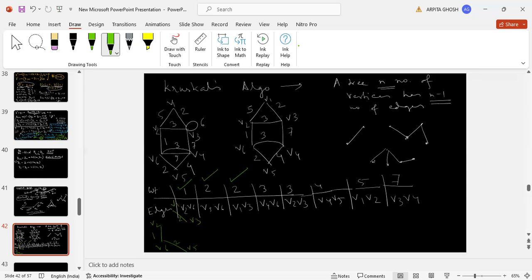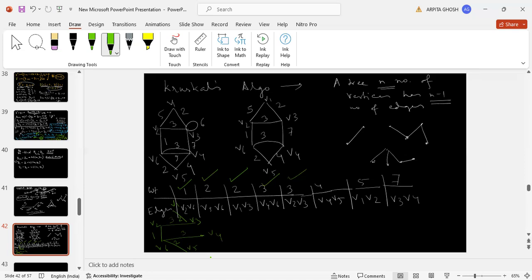Okay. Next is your 3, V4, V6. I join V6 with V4. Whether I have drawn a straight line or curved line, that doesn't matter. Here it was a curved line, now I'm drawing a straight line. Only the connectivity matters. So V4, V6. Next is your V2, V3. I'm joining V2, V3. V4, V6 was 3. V2, V3 is also 3.